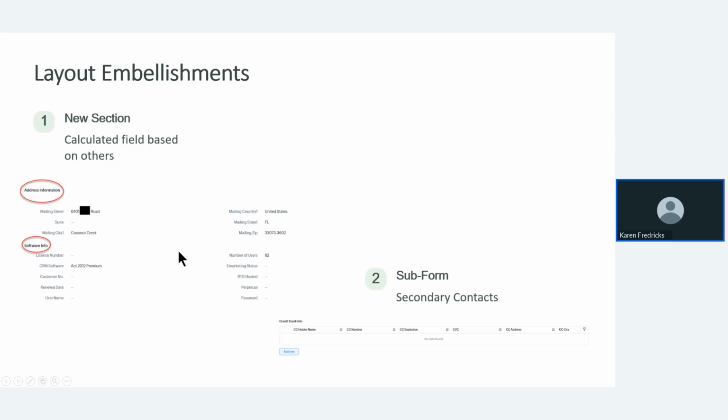Okay, now I'm going to talk about layout embellishments. One is to add a new section. So a new section would be like this. I may want all my address information together, and here's my fields. I may want my software information, and here's all my fields. And again, you just drag over a section, start adding the fields to it. We also have something called a subform. Okay, I think of this kind of like secondary contacts in ACT.